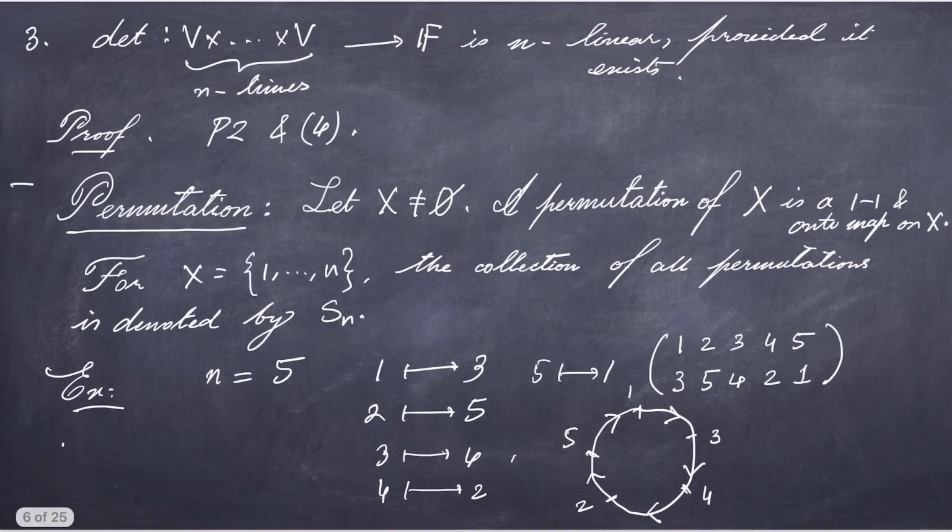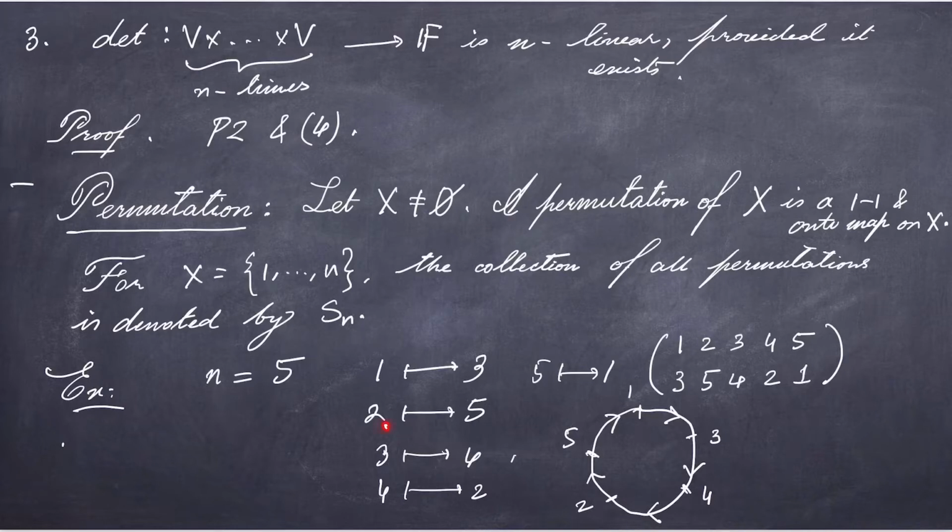The next definition that we are going to make is a permutation on a set. Let X be a non-empty set. By a permutation of X, I mean a one-one and onto map on X. So by definition, every permutation is a bijective map on X. Let me give you an example. Suppose my set is 1 up to 5, and we consider this map.